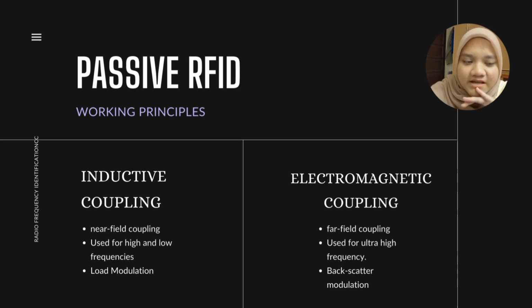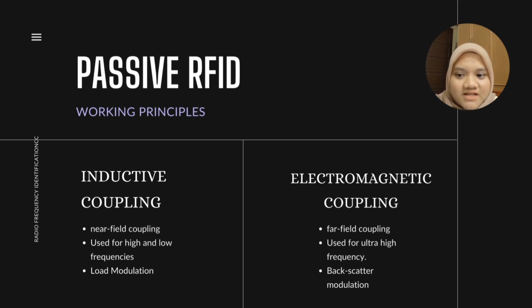The signal of the tag can be sent to the reader by switching the circuit on and off, which is known as load modulation. From this process, our RFID readers can read data that is stored in the tags in the form of voltage. Far-field coupling, or electromagnetic coupling, is the basis of the working principle for ultra-high frequency.